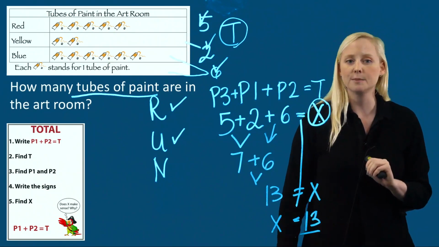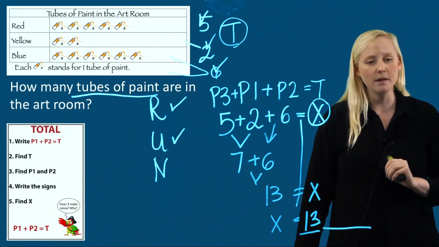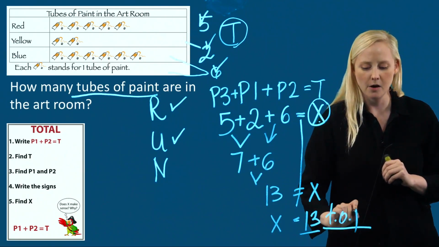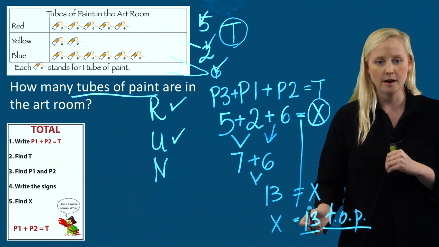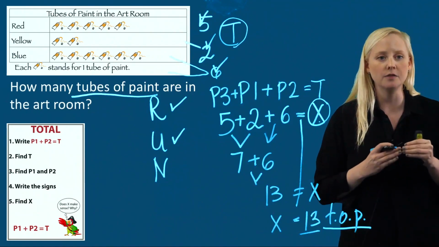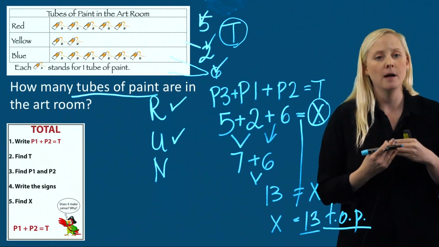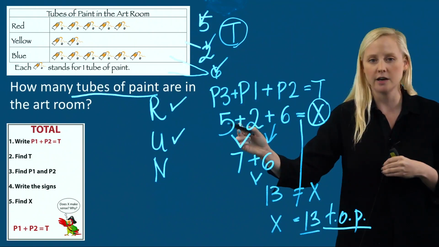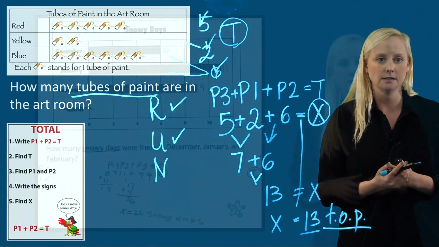I have a number answer, but I'm not finished. I also need a label answer. Our label answer is tubes of paint. I'm going to write T-O-P to stand for tubes of paint. Here we have our number answer, our label answer. We're almost finished. The last thing we have to do is to check to make sure our answer makes sense. In a total problem, the total is always greater than our parts. Here, 13 is greater than 5, 2, and 6, so we know our answer makes sense.